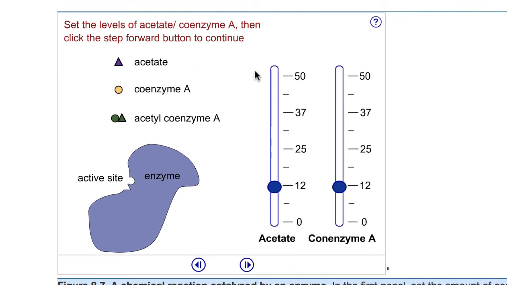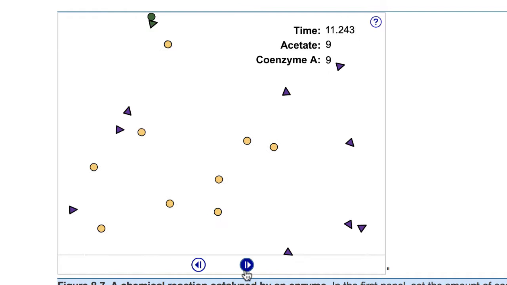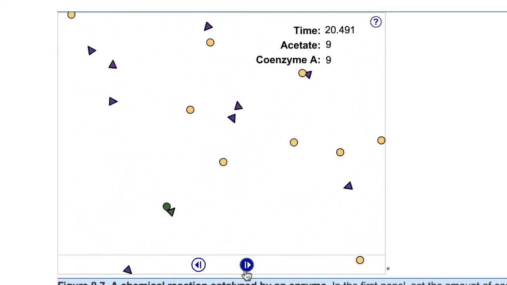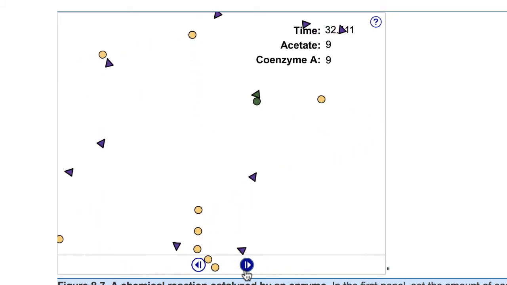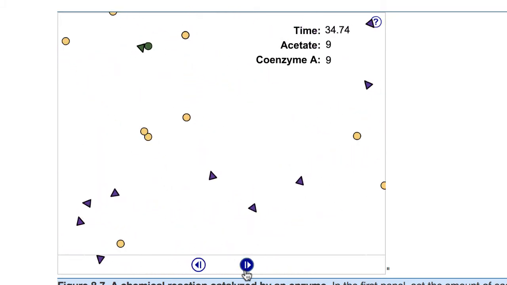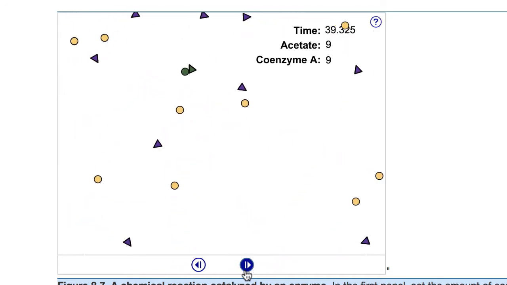We have here another common reaction, that of acetyl-CoA and coenzyme A. Don't worry too much about what they are. Pay attention to the idea here. First, let's leave the concentrations at 10 and see what happens. After 30 seconds, you see only one reaction. That acetate and CoA bump together in just the right way to react.